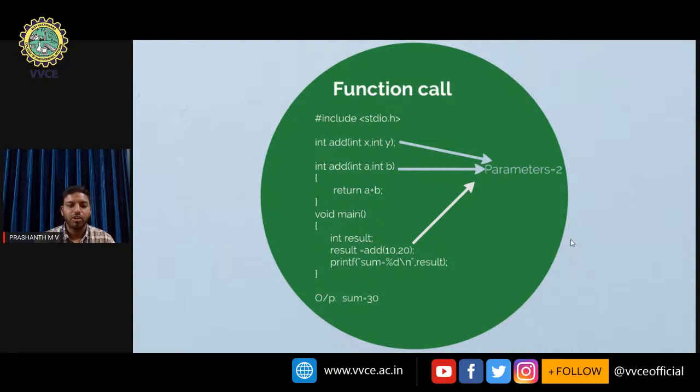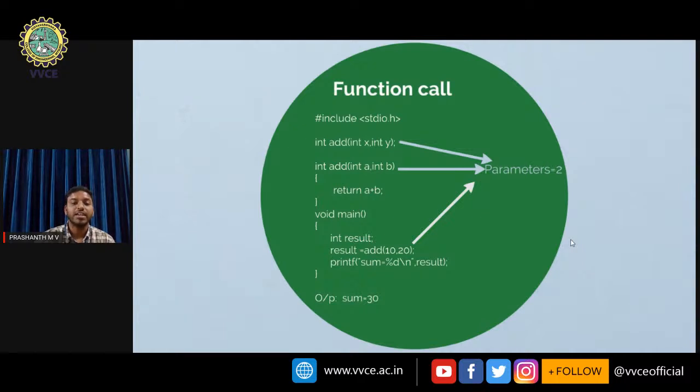Whenever this function call happens, the control will go to the function definition which you have written, right? The function definition would be int add int a comma int b. The control will be transferred there, and 10 and 20 will be allocated to a and b. So here a and b are the formal parameters. Int a comma int b are the formal parameters. Int x comma int y are the actual parameters, right?